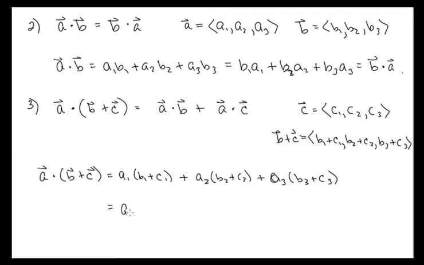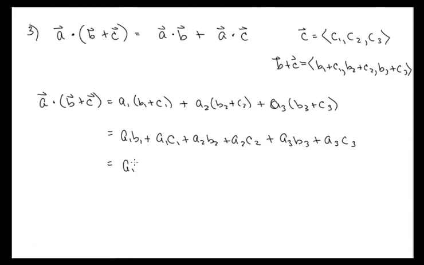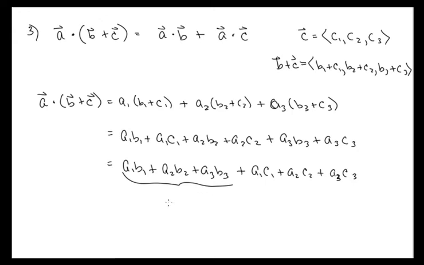And of course, this is a1 b1 plus a1 c1 plus a2 b2 plus a2 c2 plus a3 b3 plus a3 c3. And just reordering the terms, we have a1 b1 plus a2 b2 plus a3 b3 plus a1 c1 plus a2 c2 plus a3 c3. And this we know is a dot b, and this we know is a dot c. And so we have proven that property.